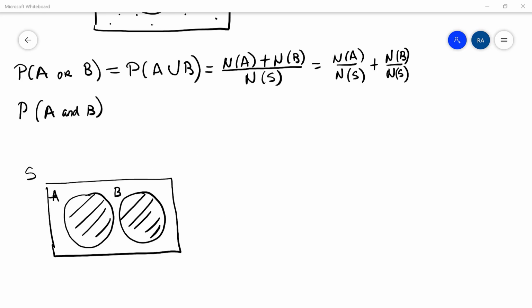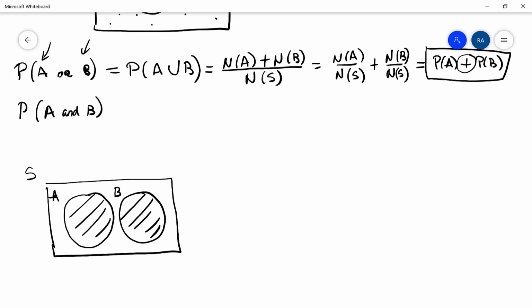We can split the denominator in this form, and the first fraction is the probability of A and the second is the probability of B. Then to compute the probability of this compound event A or B, we need to compute the probability of A independently, the probability of B also independently, and we need to add both probabilities. We can use this formula only when A and B are disjoint, or mutually exclusive, like this. They have no common elements, they have no common outcomes.